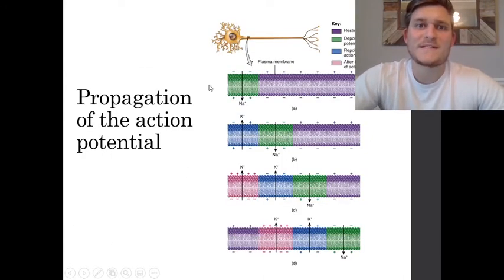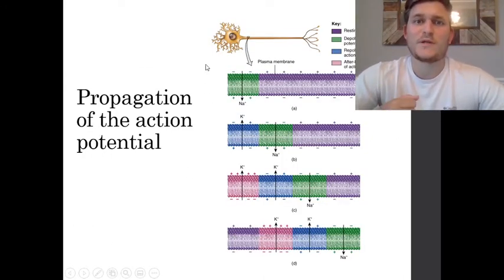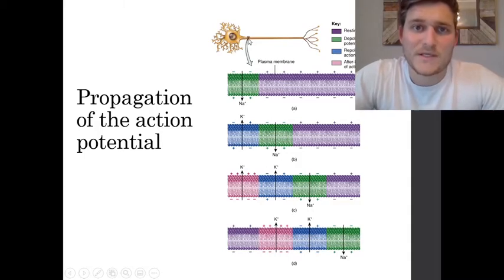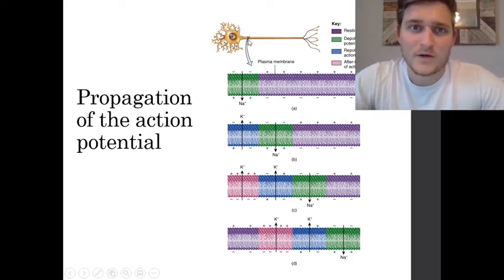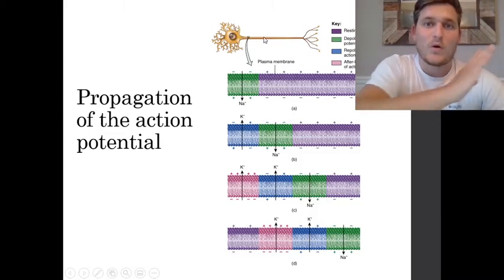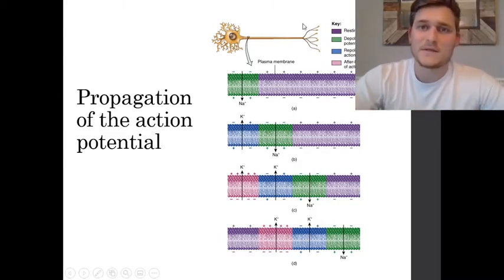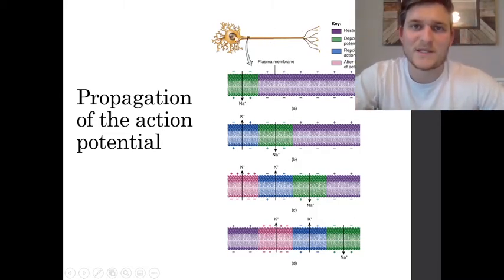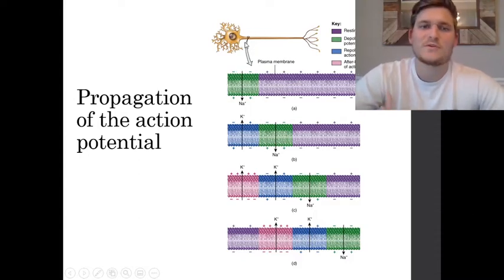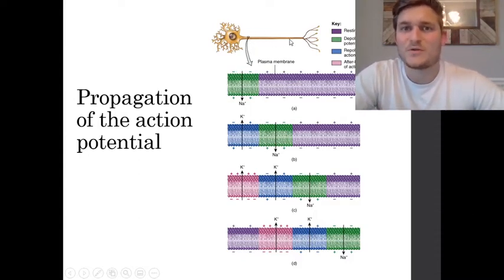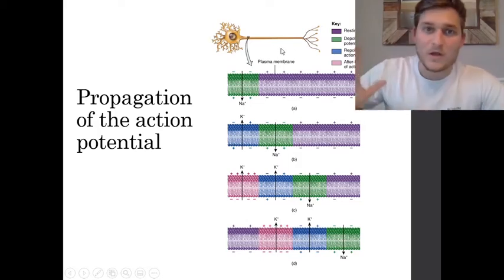What we're going to see is that once we reach threshold, that action potential is triggered at a place in the neuron called the axon hillock. And so once that occurs, then the depolarization is going to continue all the way down the axon until we reach that synaptic end bulb, and then neurotransmitters are released. So here you sort of see how that action potential has traveled along that axon.